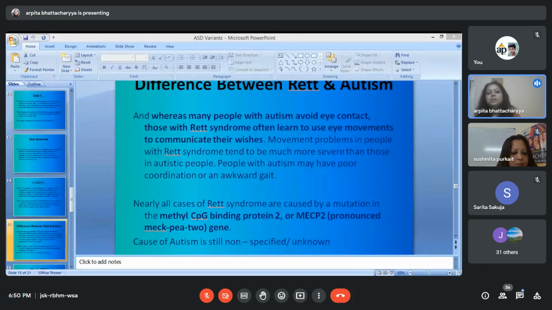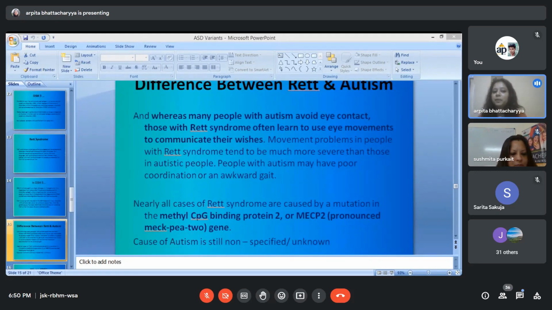So what is the difference between Rett's and autism? Whereas many people with autism avoid eye contact, those with Rett syndrome often learn to use eye movements to communicate their wishes. Such a marked difference. The autistic population avoids eye contact, they do not communicate through their eyes. But those with Rett syndrome communicate a lot through their eyes. So there's a marked difference.